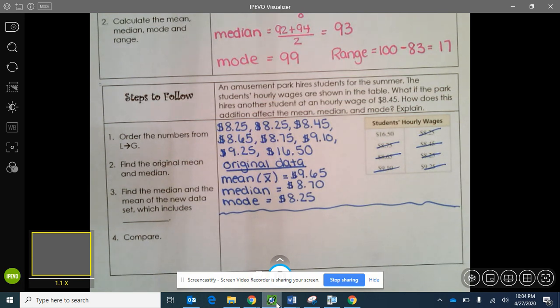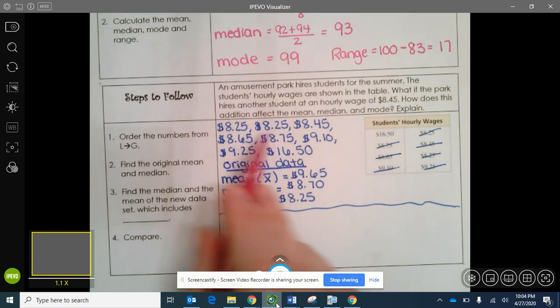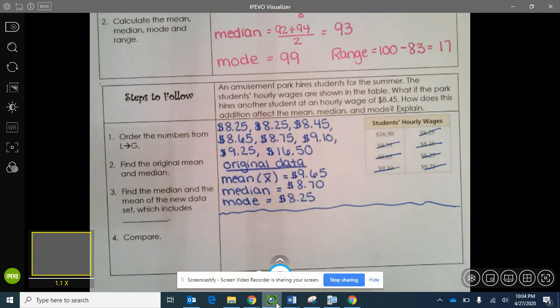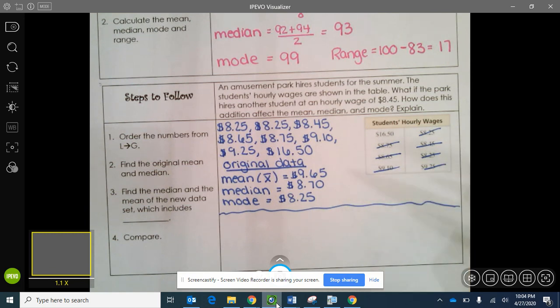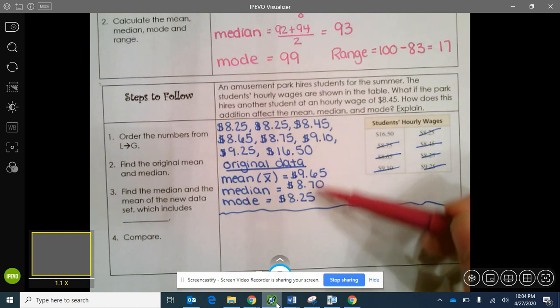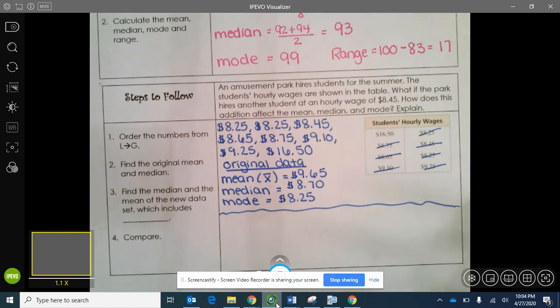Okay, so to save us a little bit of time here, I started by putting these numbers in order from least to greatest, and I found the original mean, median, and mode. To find these, you would just do the same thing that we did above. The mean is found by adding up all the data values and dividing by how many there are. The median is your middle number, and the mode is the one that occurs most often. Now, these are our mean, median, and mode from our original data.